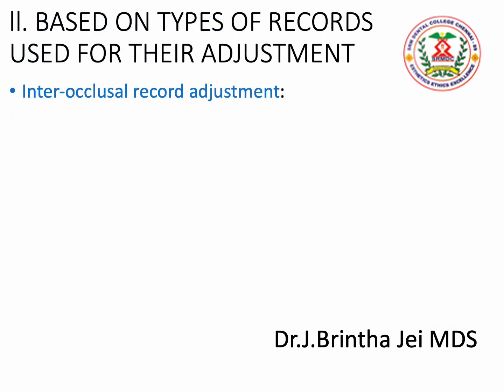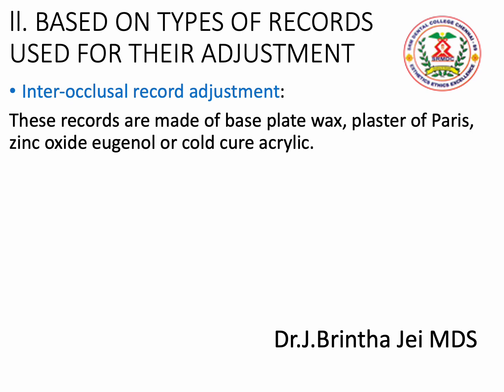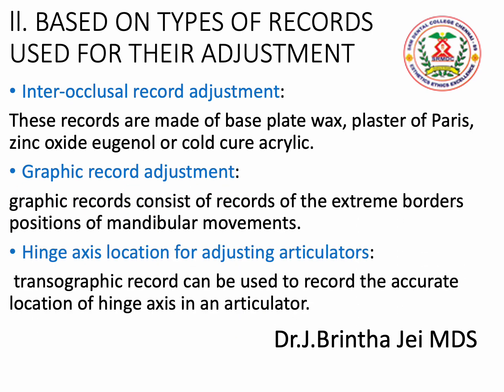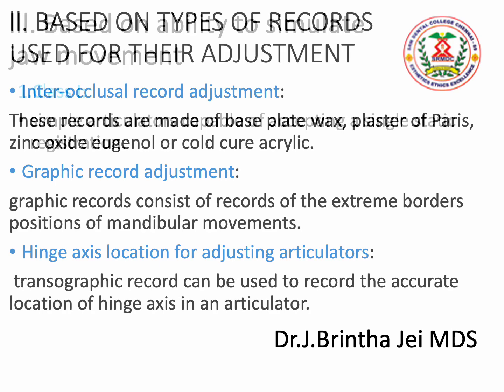Then based on the types of records used for the adjustment, one is by using the interocclusal record adjustment. Second is the graphic record adjustment, and third is the hinge axis location. So these are the records which are used to do the adjustment in the articulator. So this is how this particular classification is given.